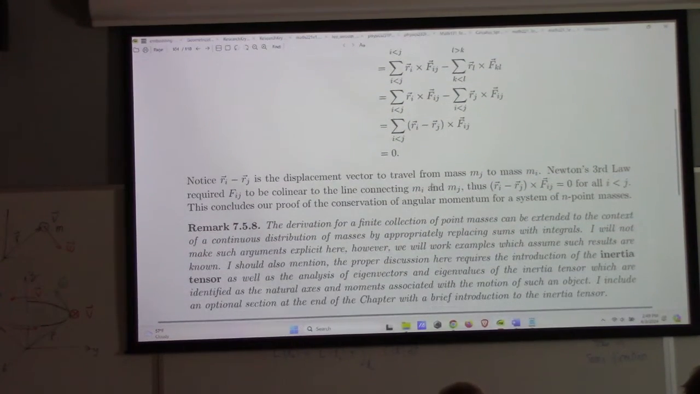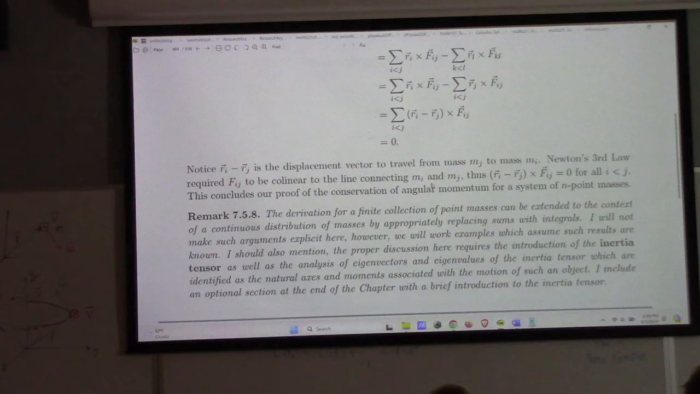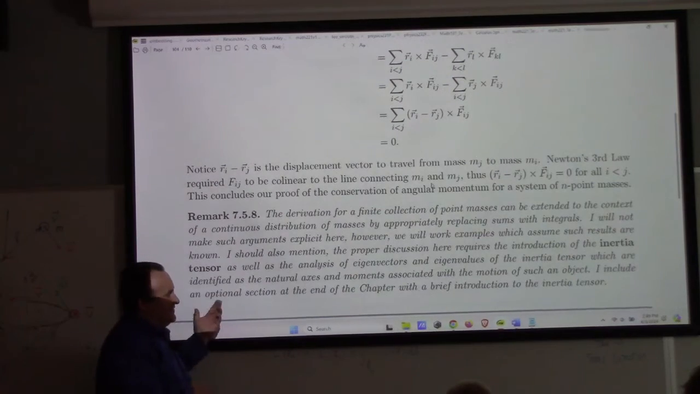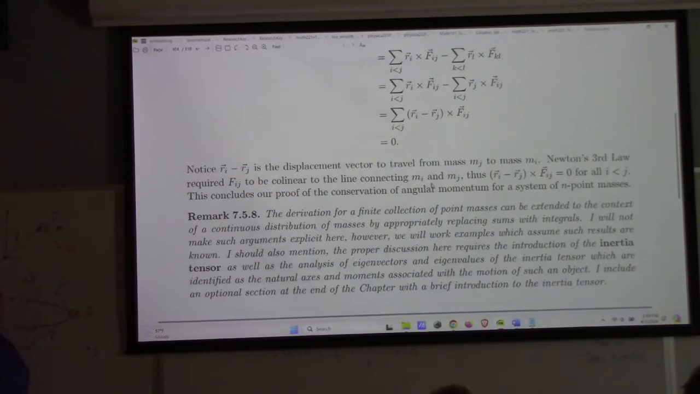But there they are. So I said the derivation here for a finite collection of point masses can be extended to a continuous distribution of masses by appropriately replacing sums with integrals. And you'll thank me for not doing that explicitly in these notes or in this class, right? But we are going to assume those things can be done, as we will soon work examples that are based on that concept, okay? So there you go.